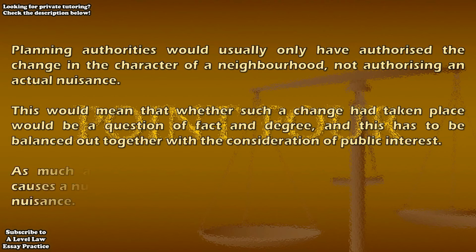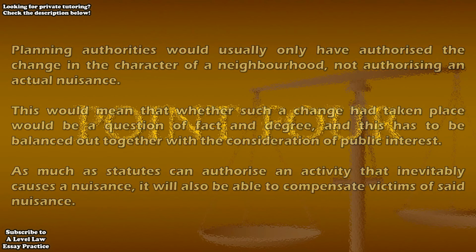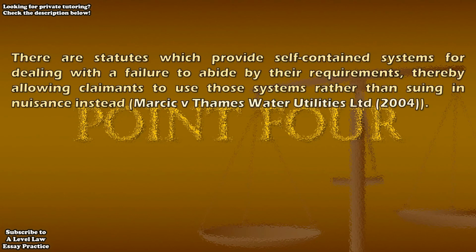This is because as much as statutes can authorize an activity that inevitably causes a nuisance, it will also be able to compensate victims of said nuisance. There are statutes which provide self-contained systems for dealing with a failure to abide by their requirements, thereby allowing claimants to use those systems rather than suing in nuisance instead.